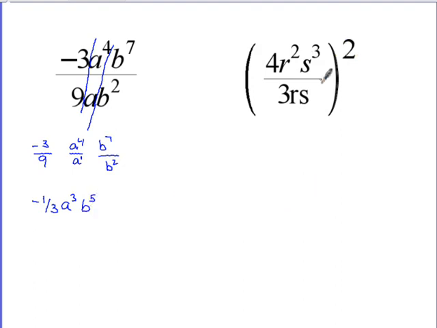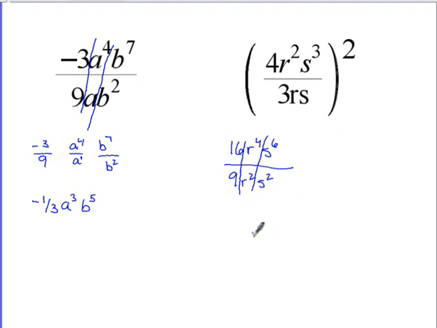Alright, here I have this whole thing raised to the 2nd power before I do my division. So I'm going to raise everything in this parentheses to the 2nd power. So 4 squared gives me 16. R squared squared is r to the 4th. S to the 3rd squared would be s to the 6th. Divided by 3 squared, which is 9. R squared would be r squared. And then s squared.